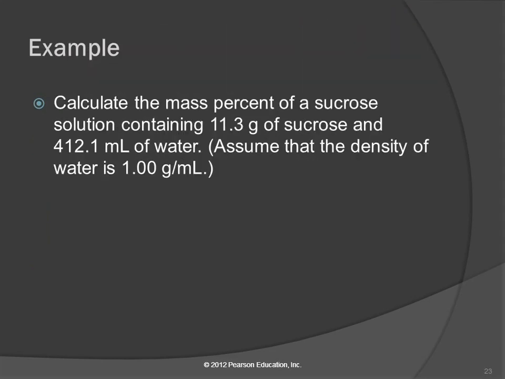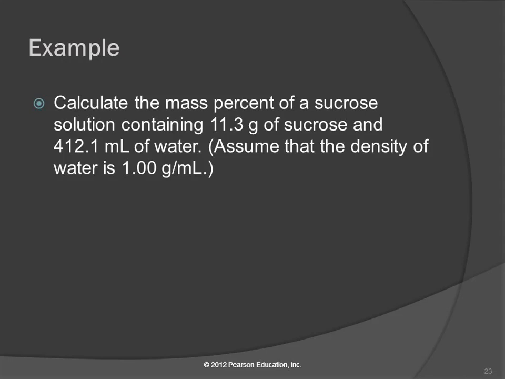And I guarantee you there will be a problem on the exam where I will try to trick you with that one. Okay, promise. So let's do an example. Calculate the mass percent of a sucrose solution containing 11.3 grams of sucrose and 412.1 milliliters of water. Assume that the density of water is 1.00 grams per milliliter.